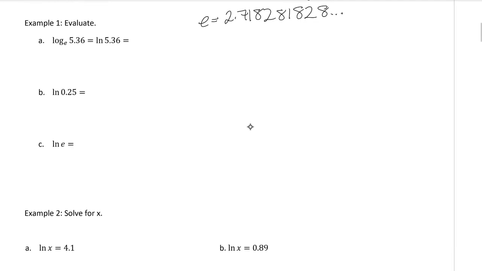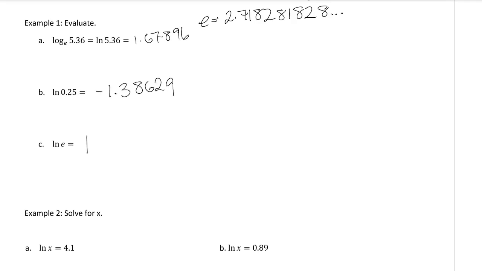So find the button, and you should be able to type in just ln 5.36, and you should get a value. I get 1.67896, and you should get the same thing. I did round it off. It says 3975 on my calculator screen. Depending on the calculator, you might get more or fewer digits than that, but those should be the first decimal places. So you should try the next two.